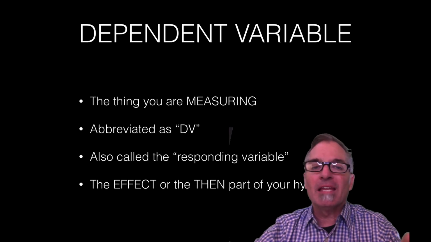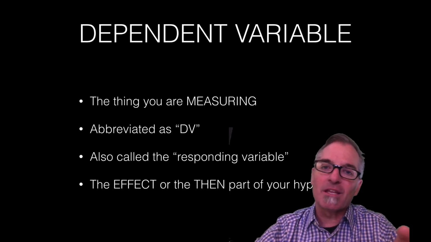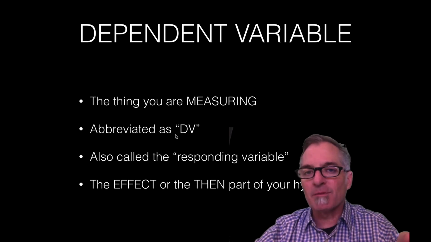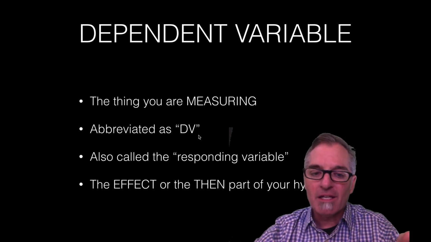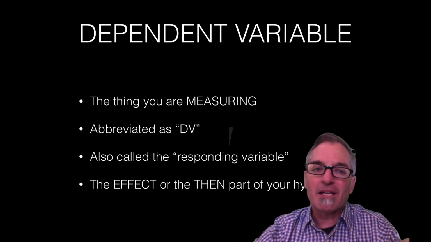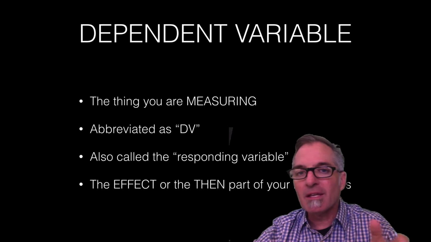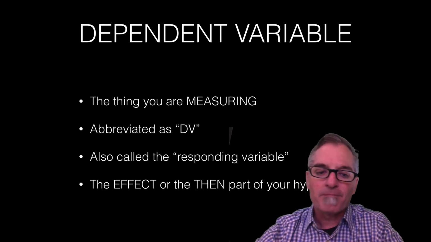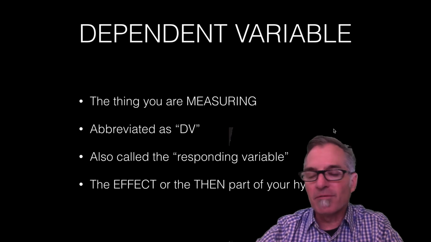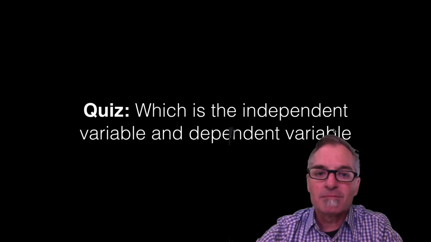Now, on the other hand, the dependent variable is the thing that you are measuring. So that is a lot of times abbreviated DV. It's also called the responding variable because it is dependent on the independent variable. This is usually the effect or the then part of the hypothesis.